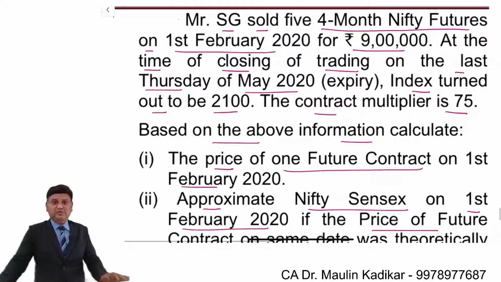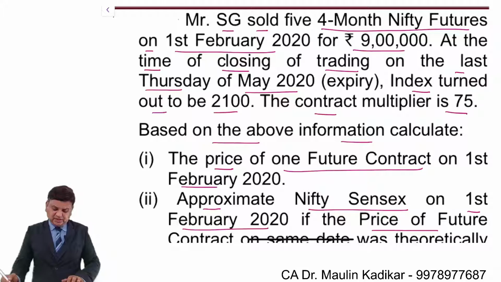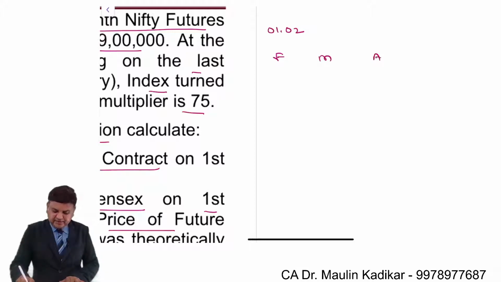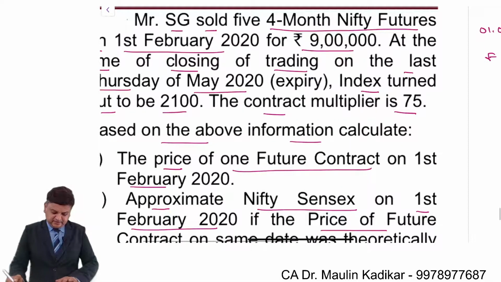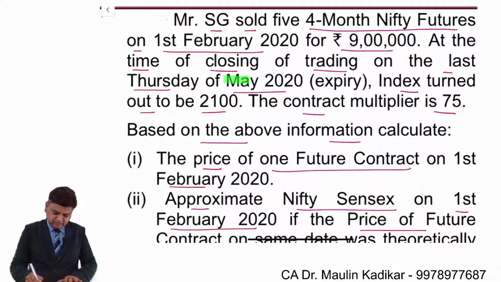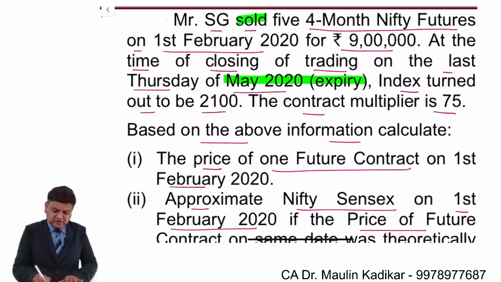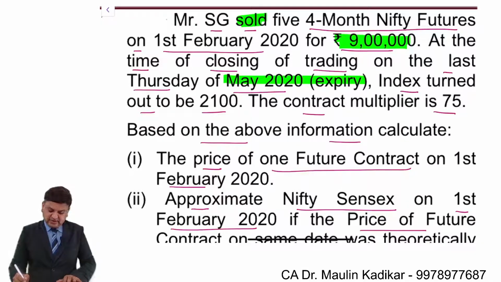I request all of you to go through the question, please. Dear students, over here the information is provided to us. Currently the date is 1st of February. So we understand that it is February, March, April and May. So basically end of the May is the expiry. Like that information is given. Mr. SG has already sold an amount of 9 lakhs of rupees, and information is given that the 5 contracts have been sold.